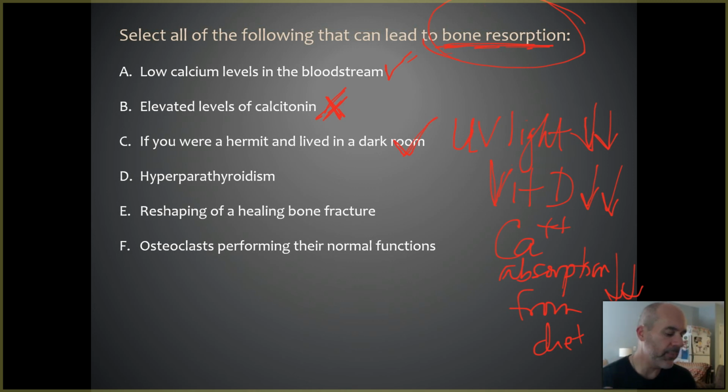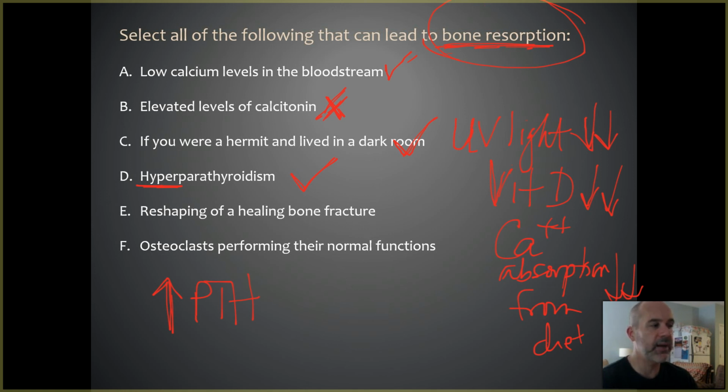Let's think about this one. Hyperparathyroidism. Remember, hyper means elevated. Elevated what? Elevated PTH. We just talked about how PTH stimulates osteoclasts to dissolve bone matrix. So if you have elevated PTH, then absolutely that is going to trigger bone resorption. And if you truly have hyperparathyroidism, like if you had a tumor on your parathyroid that was aggressively making tons and tons of PTH, it could lead to osteoporosis. You could break down so much bone matrix that it would trigger that condition.